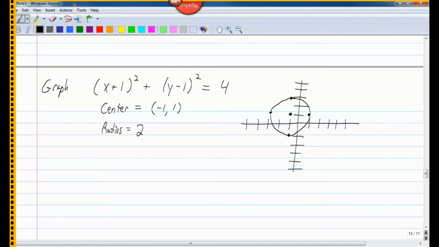I'm also going to show you how to graph that on your homework, because there are a couple homework problems like that.